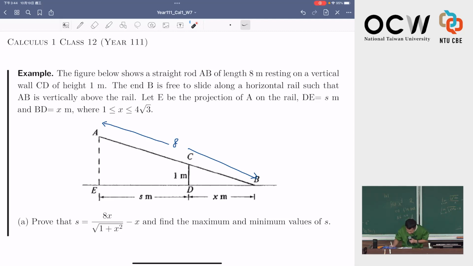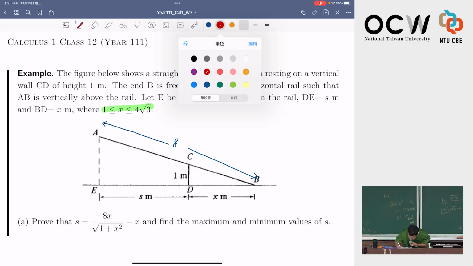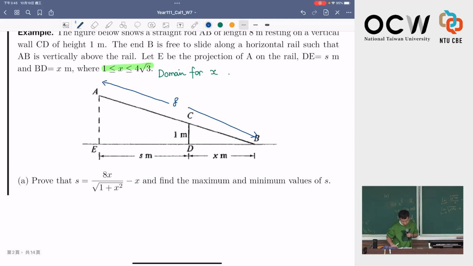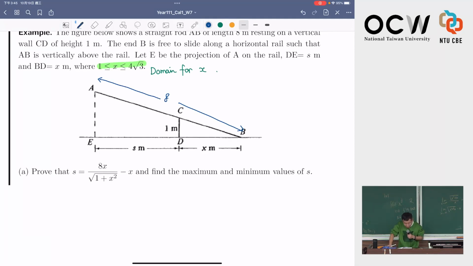But the key is you have a length x here, you have a length s here, and there is a domain for x. X is between 1 and 4 root 3. So there's a domain for x. And what do you want to show? Part A, show that S can be written as a function in x in this way, and find the maximum value and minimum value of S.